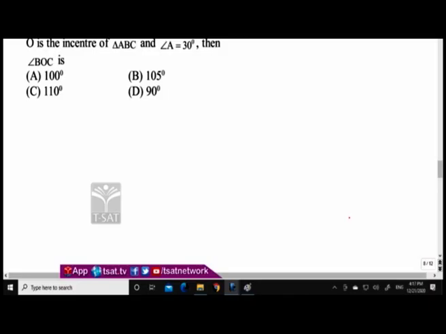O is the incenter of triangle ABC and angle A is equal to 30, then find BOC. Incenter means it is the intersection point of angular bisectors. Therefore, we know the direct formula: BOC is equal to 90 plus A by 2. So, 90 plus 30 by 2, which is 15, so it is 105 degrees here.